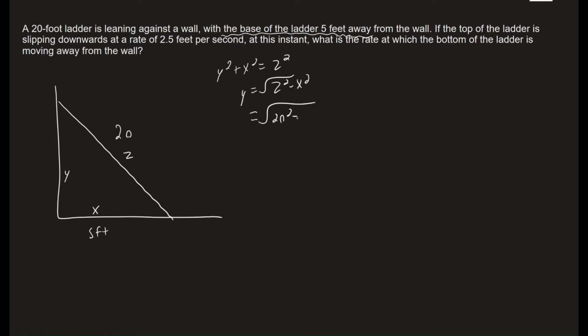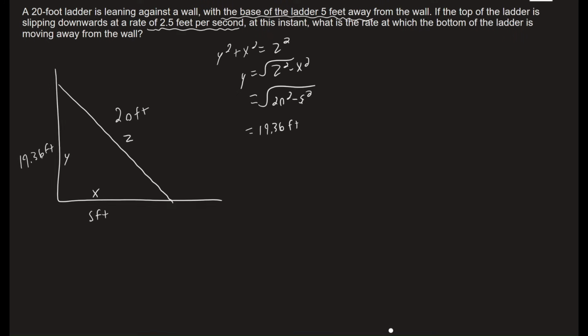So let's just plug that in. If you plug that in, you'll get 19.36. And let's remember, these are units of feet. So let's write that. Okay, and the last piece of information is the ladder is slipping downwards at a rate of 2.5 feet per second. So that means that this side of the ladder is moving down at that rate. And this would be dy over dt because it's in the vertical direction.